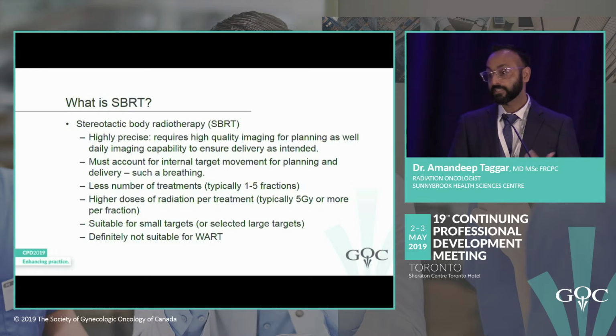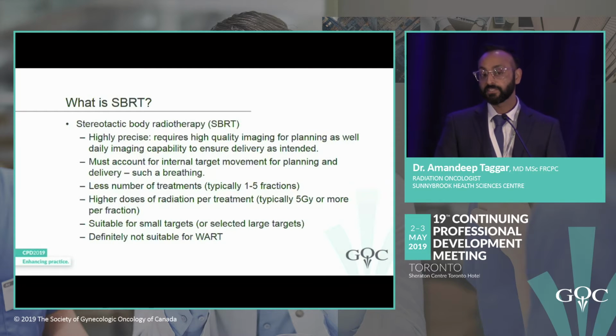A lot of the time in the older techniques, we didn't account for internal target motions, such as breathing or the bowels that are moving. Typically with SBRT, we're talking about a higher dose of radiation in each treatment. That's the reason we account for daily internal motion. It's 5 to 8 gray per fraction, which is about 3 to 4 treatments of conventional radiation in a single treatment, and it can be done in fewer days. For now, we think it's suitable for small targets, just because we're getting more experience with it.